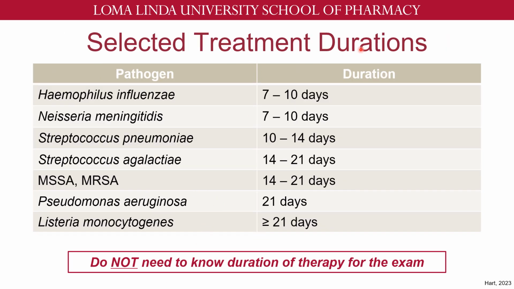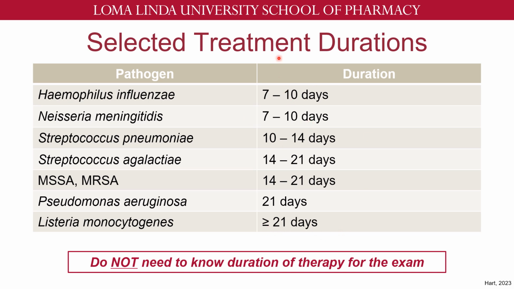And then we also have our selected treatment durations for organisms. So if you're treating someone with Haemophilus influenzae or Neisseria meningitidis, we can generally get away with 7 to 10 days of therapy. For strep pneumo, 10 to 14 days. Strep agalactiae, 14 to 21 days. And MSSA or MRSA infection we'll treat for 14 to 21 days. For Pseudomonas, we'll treat for 21 days, and then for Listeria, we will treat for more than 21 days.